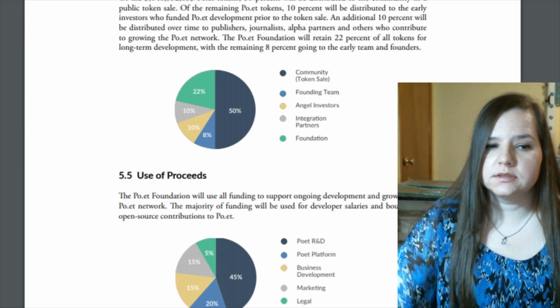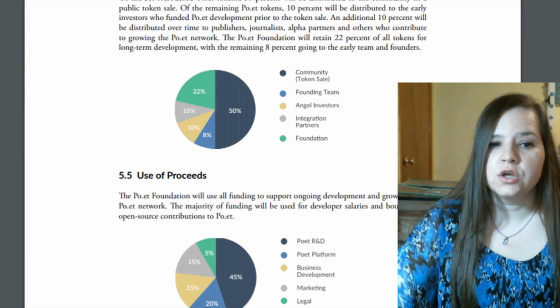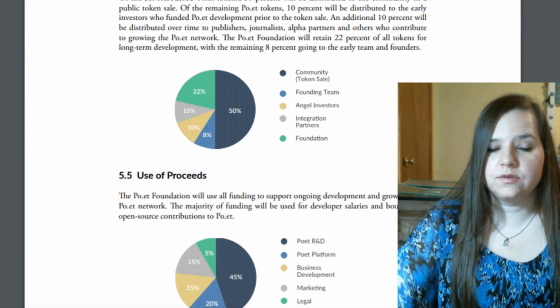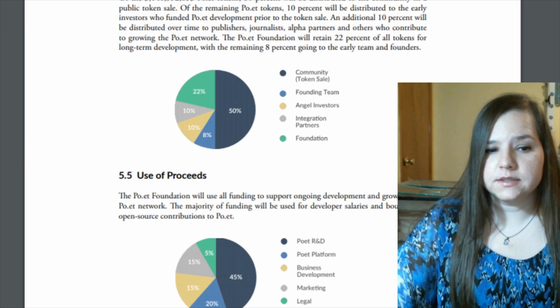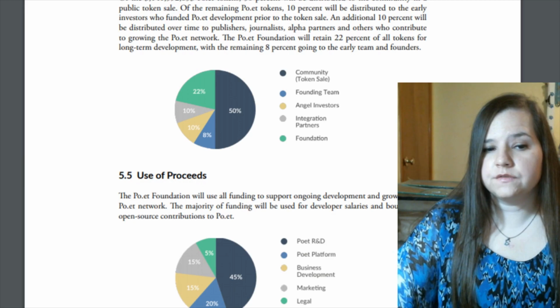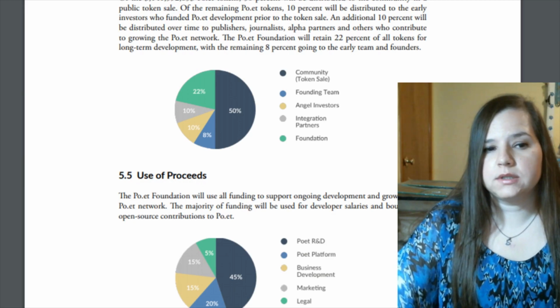And if you look at the second graph, they show how they used all the proceeds. So 45% is for the Po.et research and development, 20% for the Po.et platform, 15% for business development, and 15% for marketing, and 5% for legal. So I like how they show that.